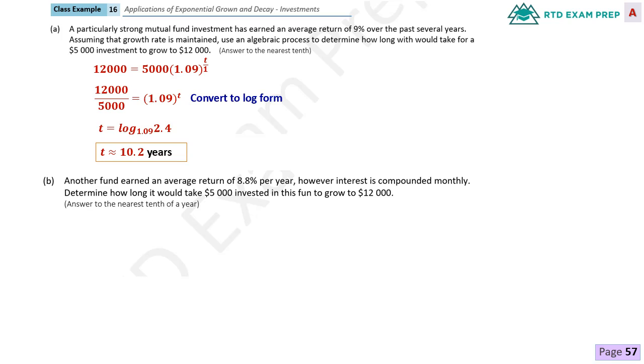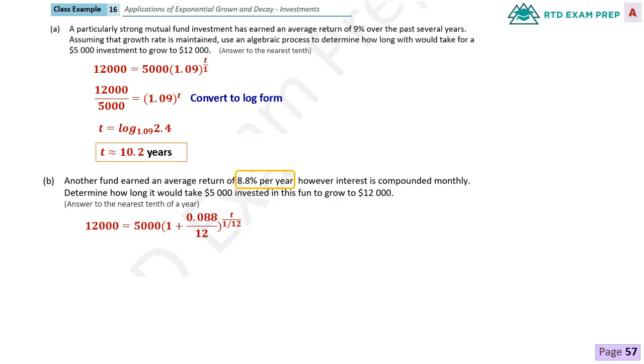Now, let's make this question a little bit trickier. We'll change the rate of return from 9% to 8.8%. That's not much harder. But this time, we'll have the interest compounded monthly. What that means is you get 1/12 of 8.8%, but you get it 12 times per year. Let's see how this changes the question.